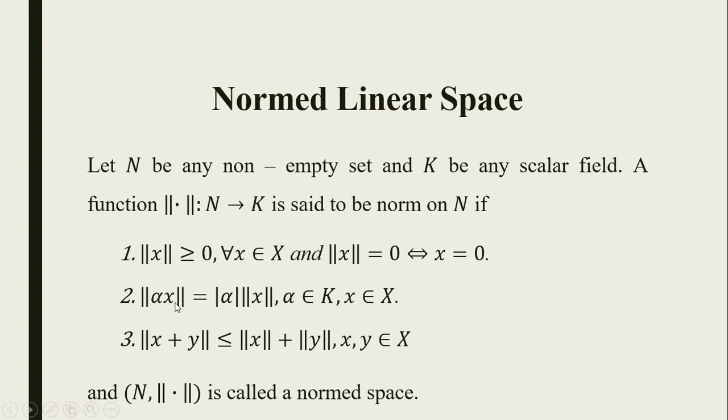Second condition, norm of alpha x is equal to mod alpha into norm of x, where alpha belongs to K and x belongs to X. Third condition, norm of x plus y is less than or equal to norm x plus norm y for every x, y belongs to X. If these conditions are satisfied, then (N, norm) is called a normed space.